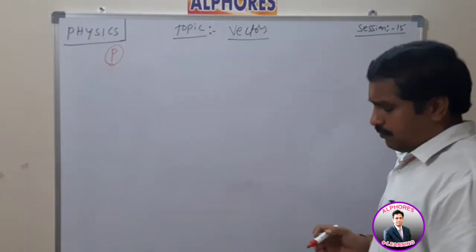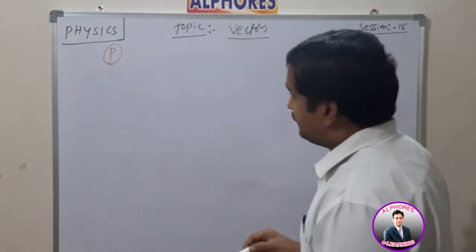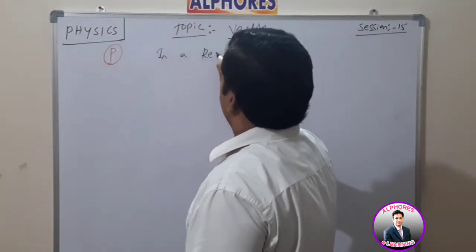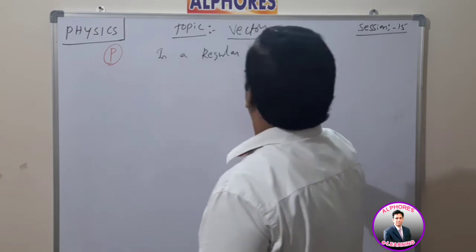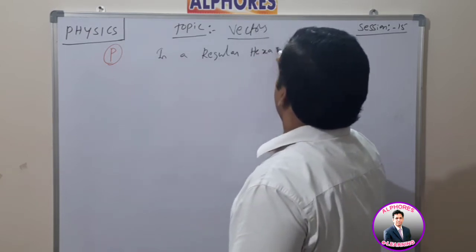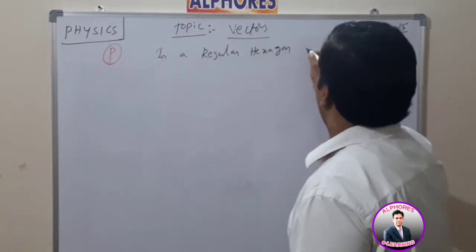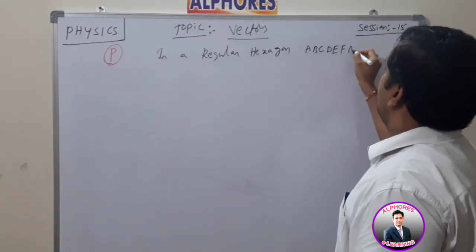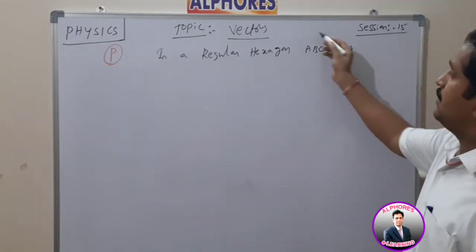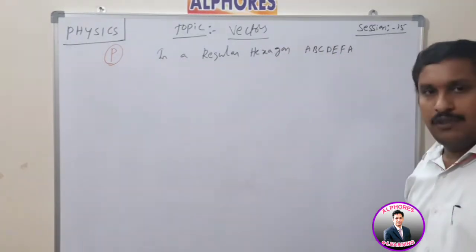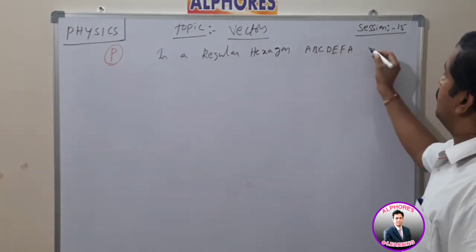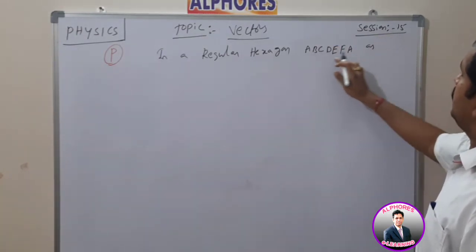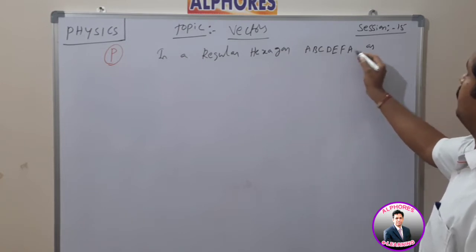So this is, I think, problem number 2. Here I am taking a regular hexagon like A, B, C, D, E, F, A. So this is the regular hexagon I am taking. In that regular hexagon, A, B, C, D, E, F, A as shown.